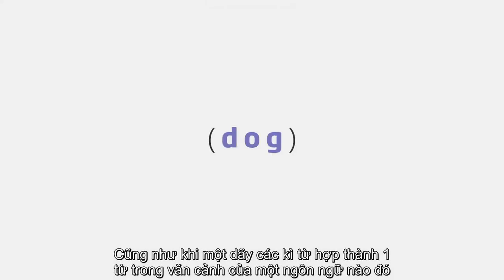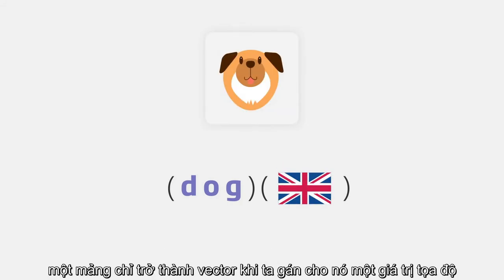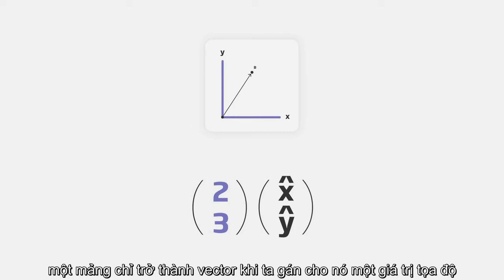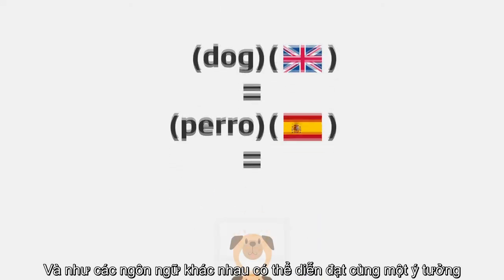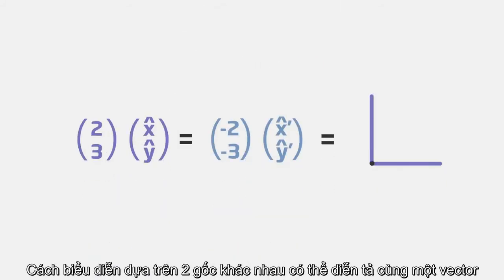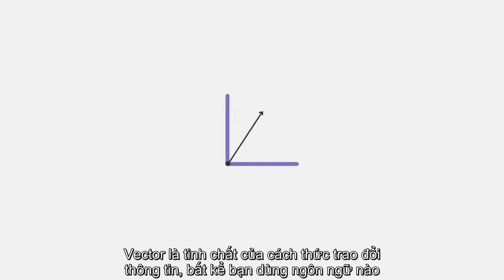Just as a sequence of letters only becomes a word in the context of a particular language, an array acquires meaning as a vector when assigned a coordinate basis. And just as different words in 2 languages can convey the same idea, different representations from 2 bases can describe the same vector. The vector is the essence of what's being communicated, regardless of the language used to describe it.